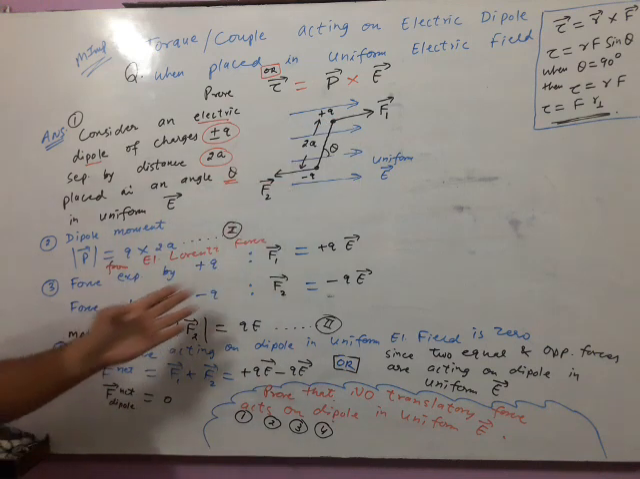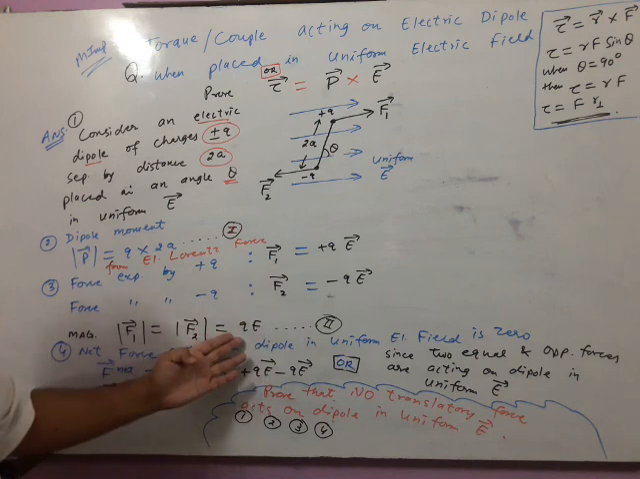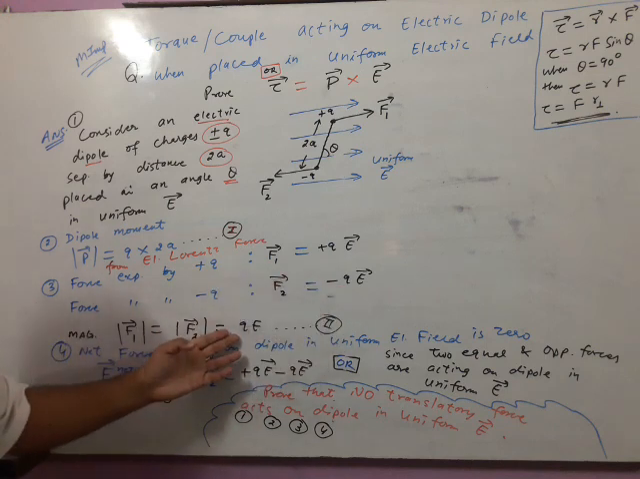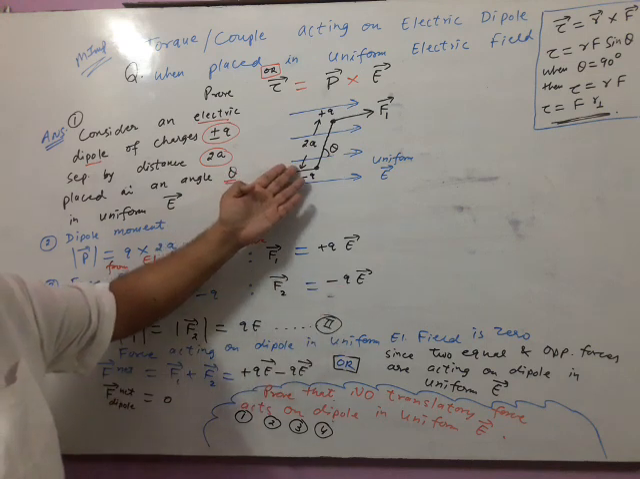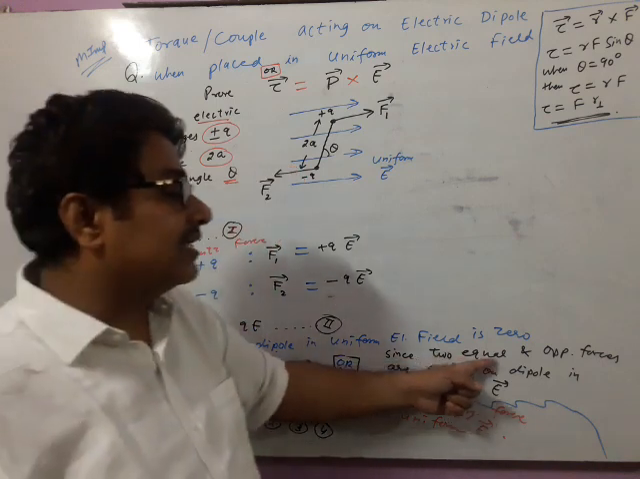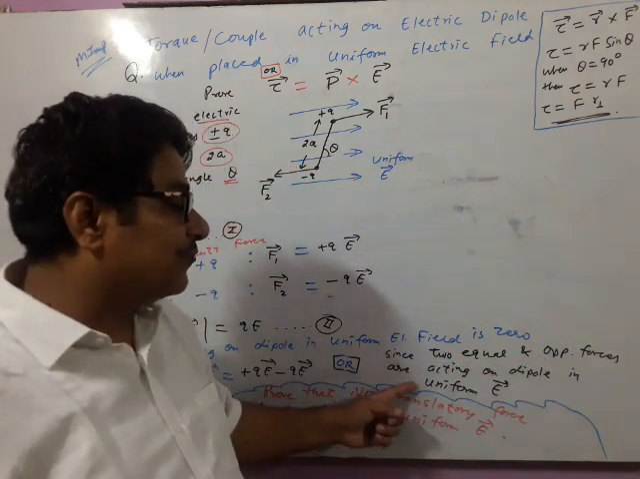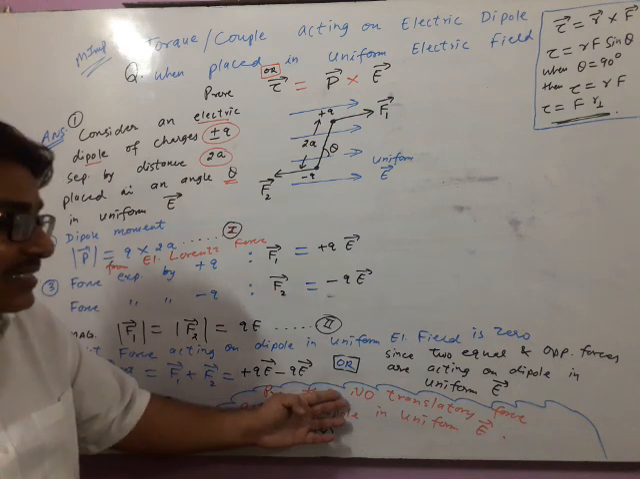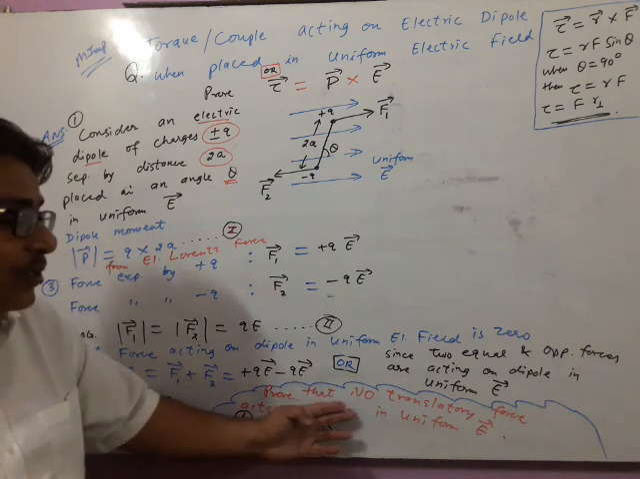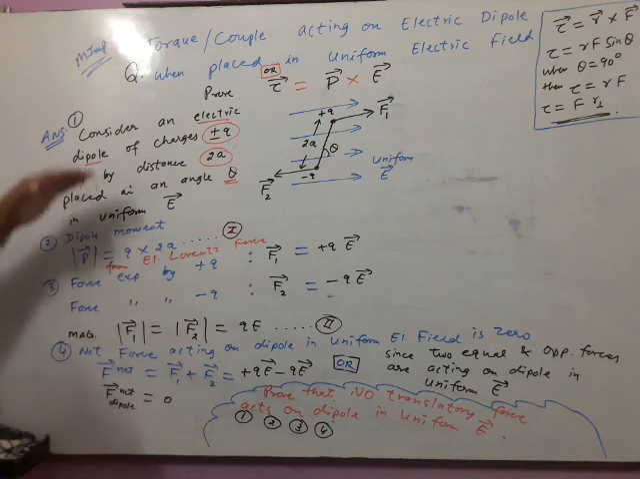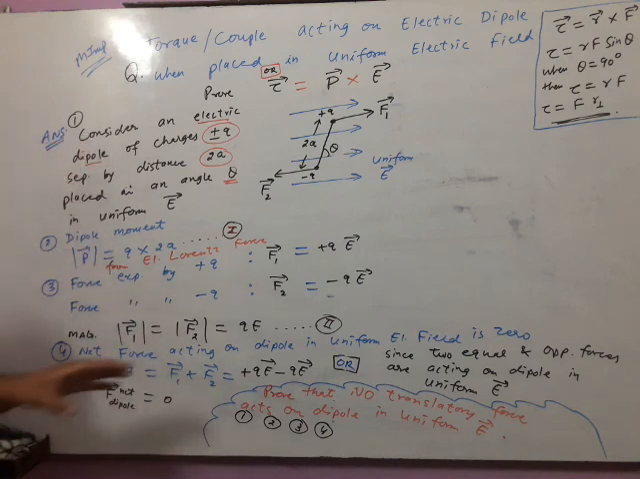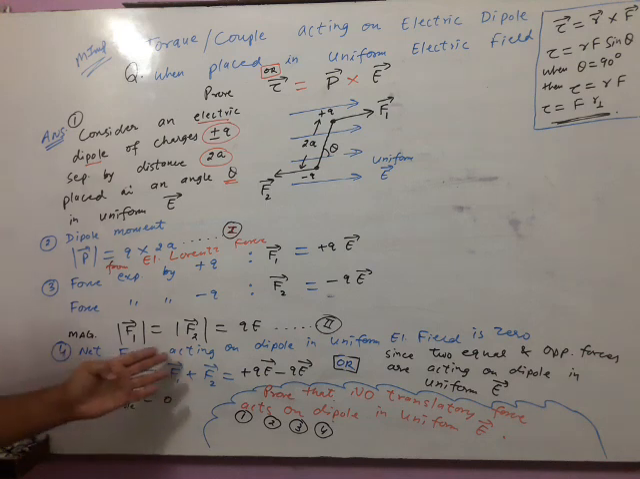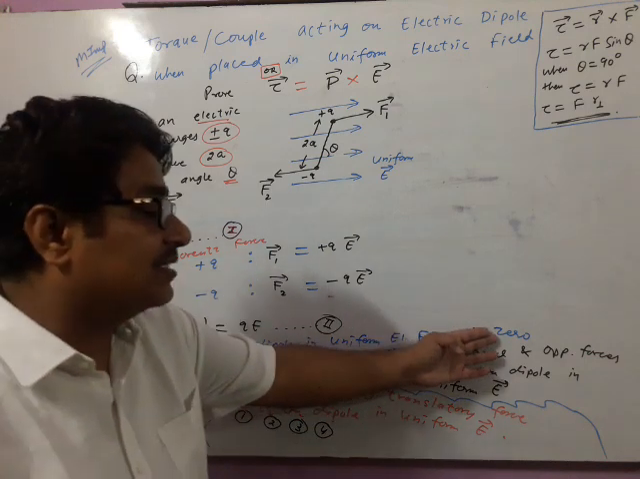Take magnitude. Mod of F1 vector is QE. Mod of F2 vector, again it is QE. This dipole is under the action of two forces which are equal and opposite, so net force on the dipole will be 0. This is a separate question which is asked: prove that no translatory force acts on the dipole in uniform electric field. तो आपको लिखना होगा 1, 2, 3, 4. You may write the same point like this also. Point number 4: net force acting on the dipole in uniform electric field is 0.